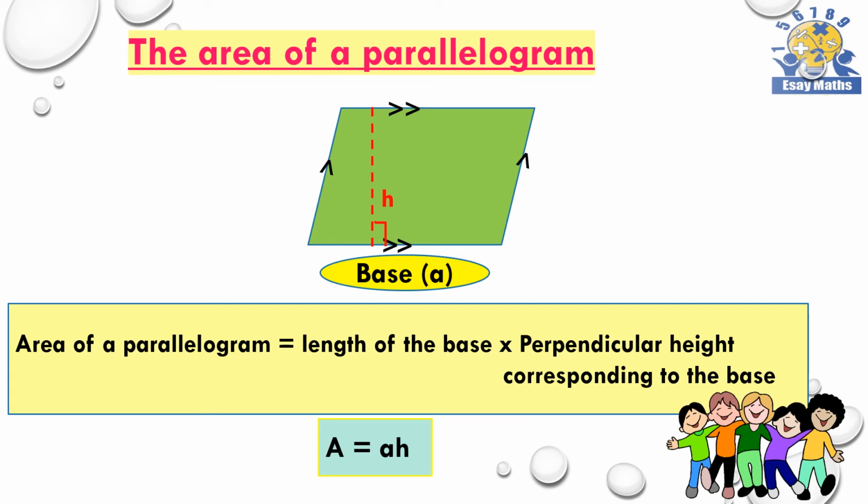Actually, this is not so difficult to remember. You can use here the formula of the triangle to remember this formula. You know, the formula to find the area of a triangle is half into base into perpendicular height. So what is the formula to find the area of a parallelogram? Yes, there is no half. And the rest is okay. Yes. Area of a parallelogram is equal to base into perpendicular height.